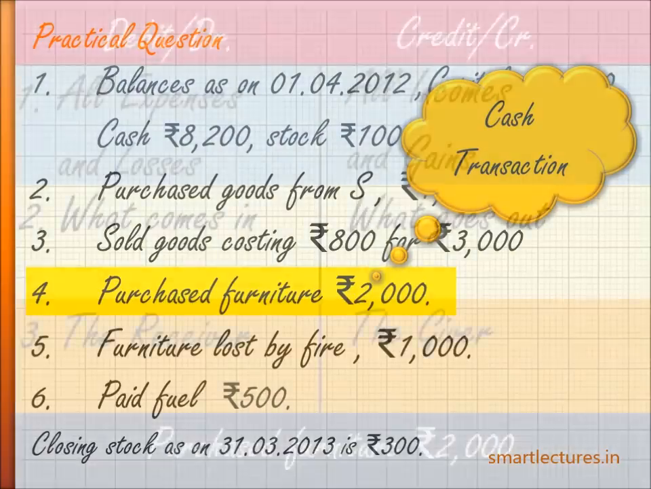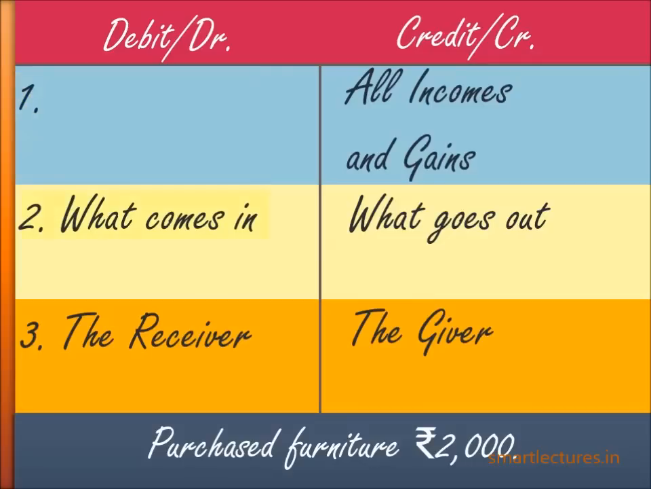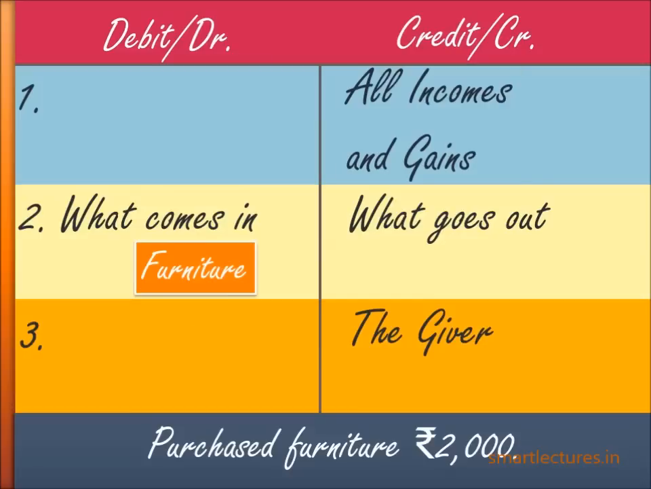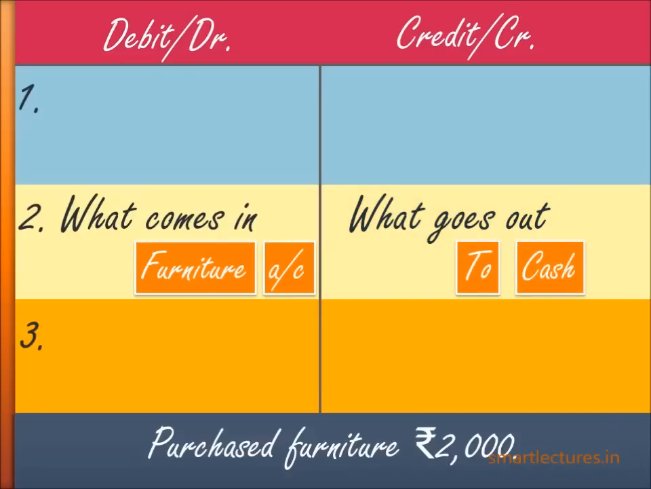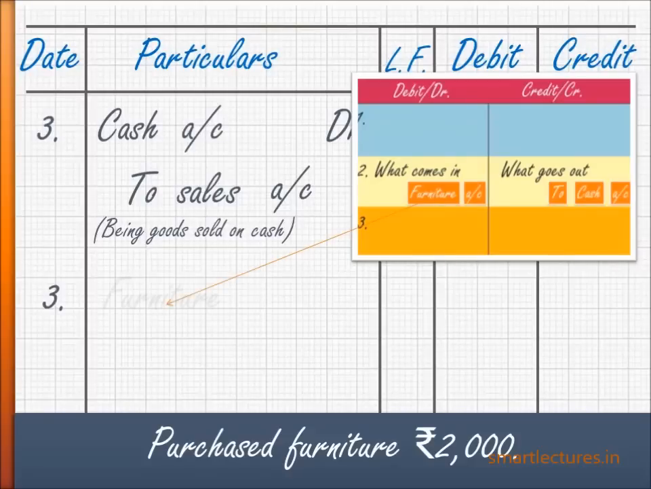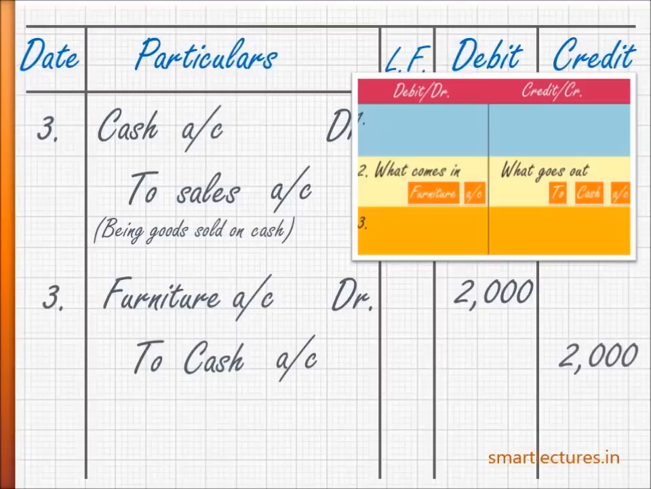So on the debit side, debit all expenses and losses? No. We have bought furniture. There is no question of expense or loss. Debit what comes in? Anything has come in? Yes, furniture has come in. So write down furniture. Come to the credit side. Credit all incomes and gains? No. Credit what goes out? Yes, cash has gone out. So write down cash. So furniture account on the debit side and on the credit side, to cash account. So what will be the journal entry? Furniture account debit 2,000 to cash account 2,000. And the narration will be: being furniture purchased.